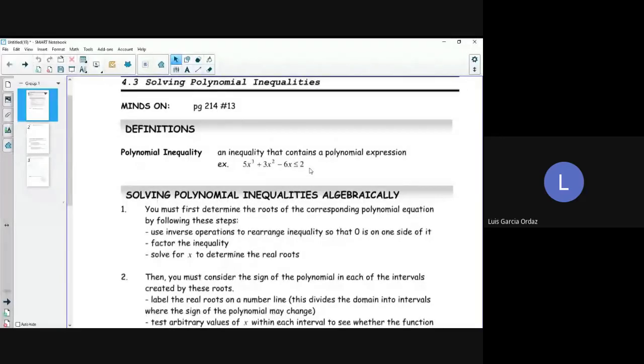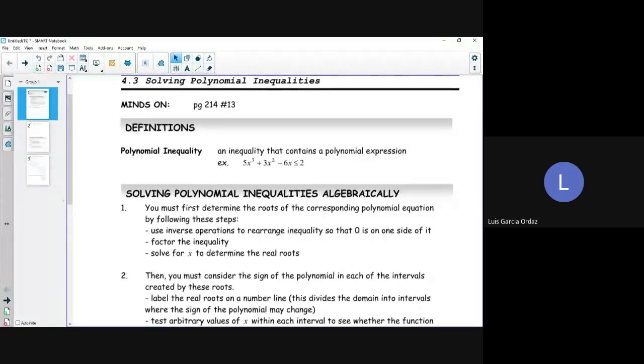All right, so yesterday we did just linear inequalities. Today we're going to focus on solving polynomial inequalities. So obviously a polynomial inequality is an expression with a degree higher than 1. So for example, we have 5x cubed plus 3x squared minus 6x is less than or equal to 2.